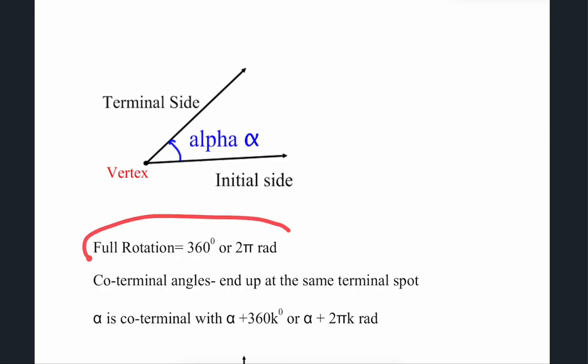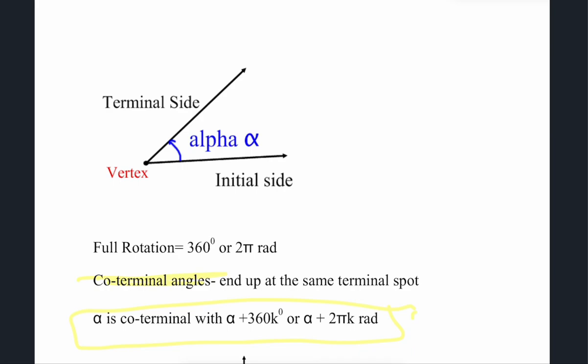Remember, a full rotation is 2 pi radians or 360 degrees. There's some terminology I need you to know. We're going to talk about coterminal angles. They end up at the same terminal spot. So we might rotate around to get to a terminal spot. This is an alpha, by the way. It says that alpha is coterminal with any angle where we either add on 360 k, where k is some integer multiple of 360, or we add on 2 pi k if we are dealing with radians.